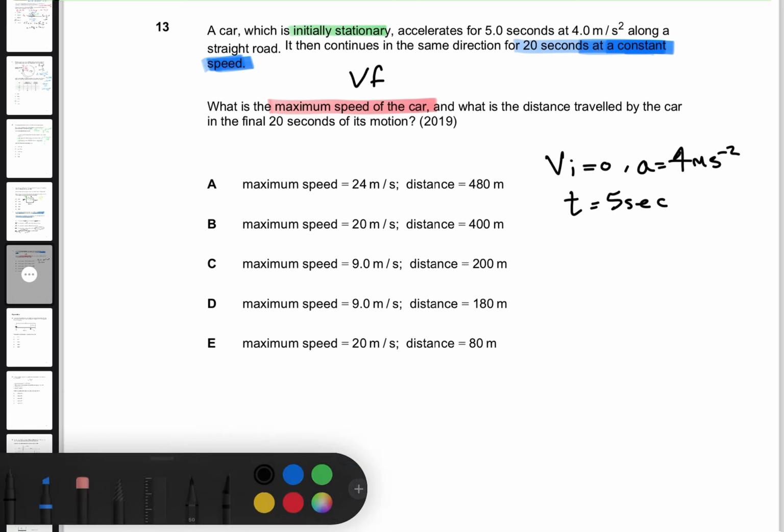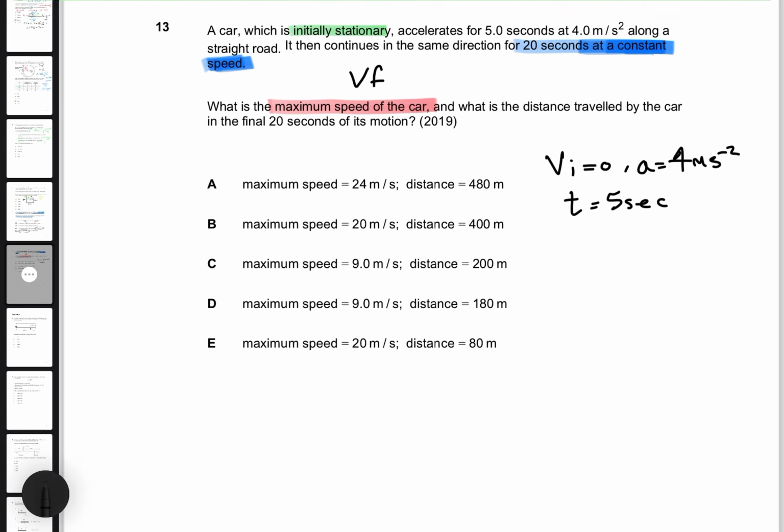Okay, so the first thing you want to do is use an example of a kinematic equation, because the first part of the motion is uniform accelerated motion. So you have to use the SUVAT or whatever type of equation your teacher taught you to solve the first part. So I'm going to use VF equals AT plus VI. That's an example of a kinematic equation.